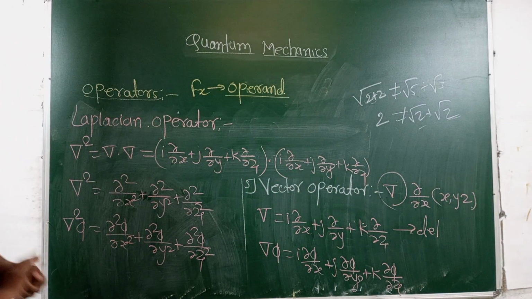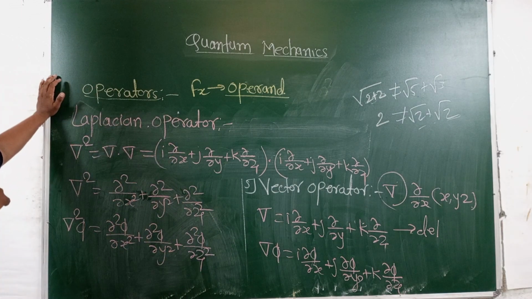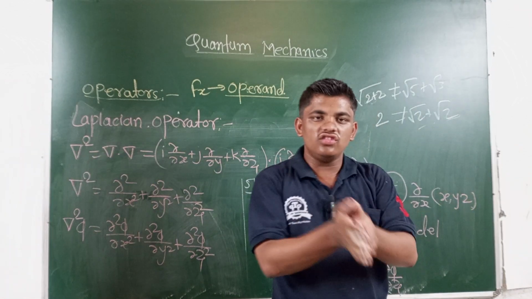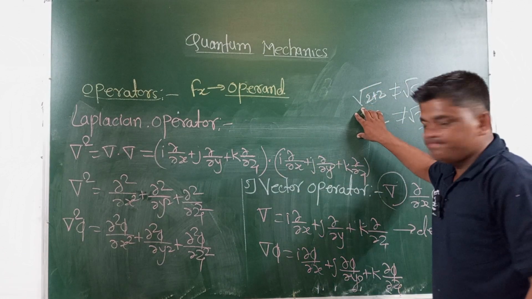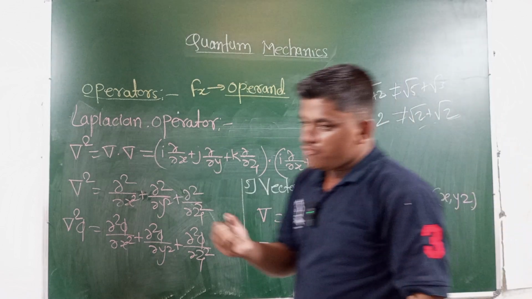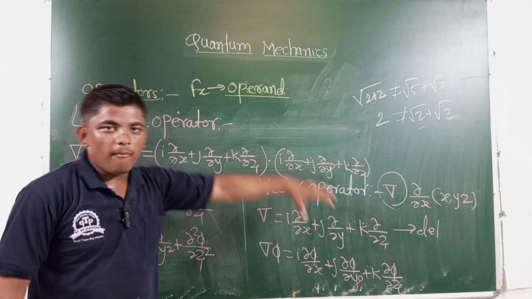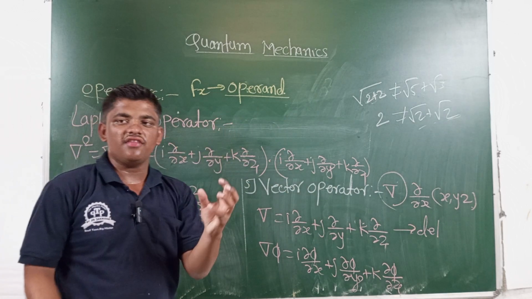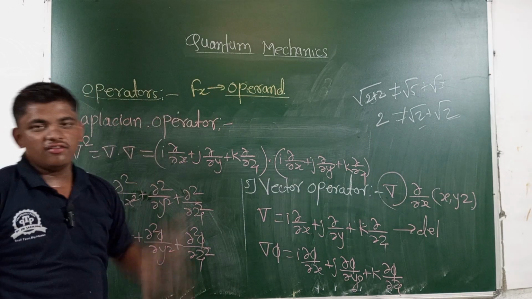Eigenvalue and eigenfunction, which are also related to operators, we could not discuss in this lecture. What are operators? Operators are mathematical instructions which change one function into another function. The function on which the operation is performed is called the operand. When a function has an operation performed on it with the help of such an operator, that function is called the operand.